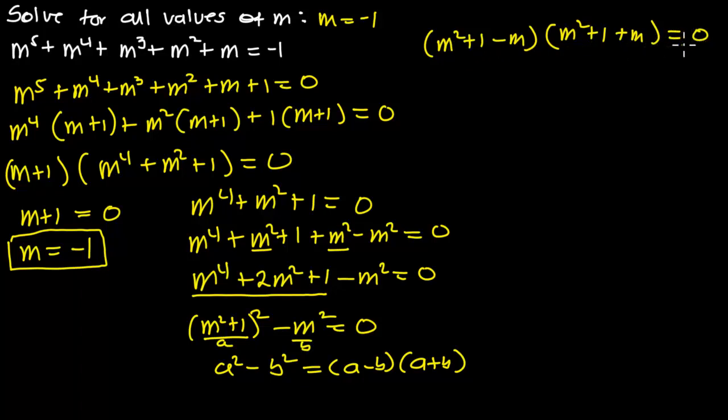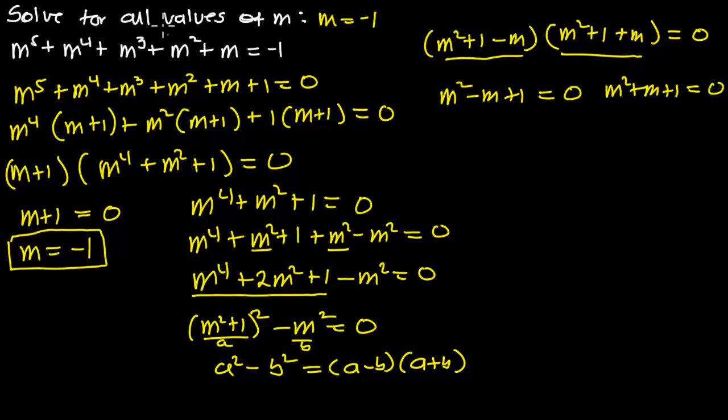Again, we have two factors, so it's either the first factor is equal to 0 or the second factor is equal to 0, or both of them are equal to 0, as we are seeing over there. And so we can have m squared minus m plus 1 is equal to 0, or we can also have m squared plus m plus 1 is equal to 0. Now let me clean this side.